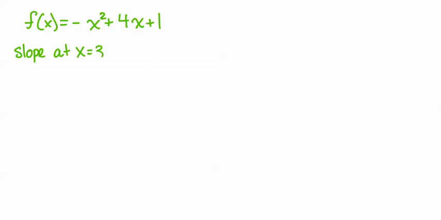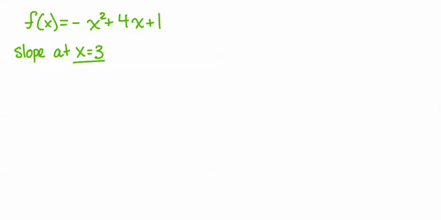Okay, let's try another one. Say we had the function f of x equals negative x squared plus 4x plus 1. So that's our equation. And let's say we want to know the slope of the curve, or the tangent to the curve, at x equals 3. So we're trying to find the slope at x equals 3.